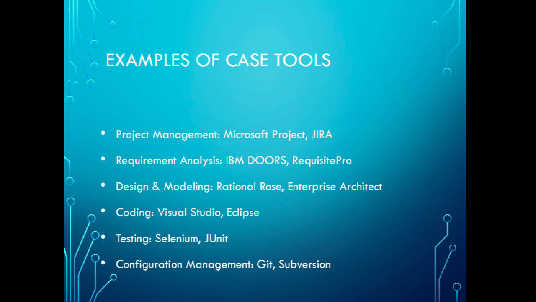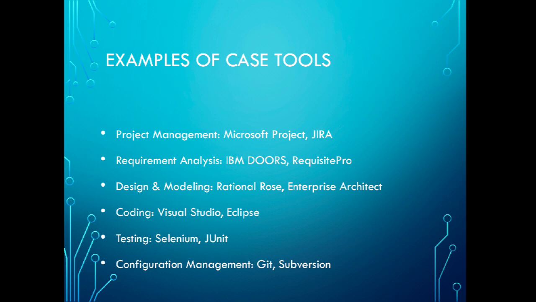Let's bring all the components to life with some real-world examples. Many of you have likely used these tools without even realizing they fall under the umbrella of CASE. First comes project management. For planning and tracking, project managers rely on tools like Microsoft Project to manage schedules and resources. Teams that follow agile methodologies use tools like Jira to track user stories and tasks.